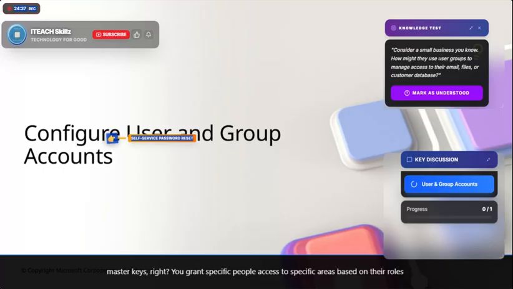You grant specific people access to specific areas based on their roles and responsibilities, and that's precisely what we do here. You create individual user accounts for each person needing access, then organize those users into groups, like departments or project teams, to simplify permission management. For example, you might have a marketing team group with access to shared folders and applications used by the marketing department, instead of managing permissions for each marketer individually.